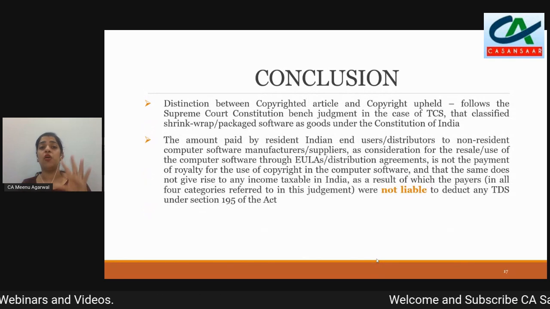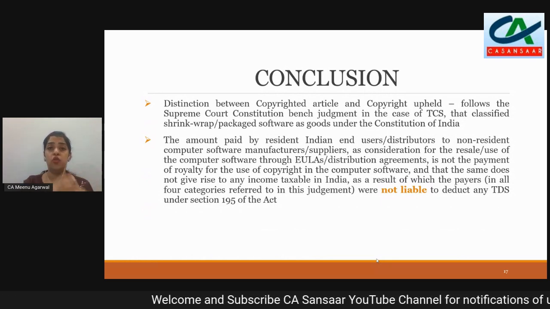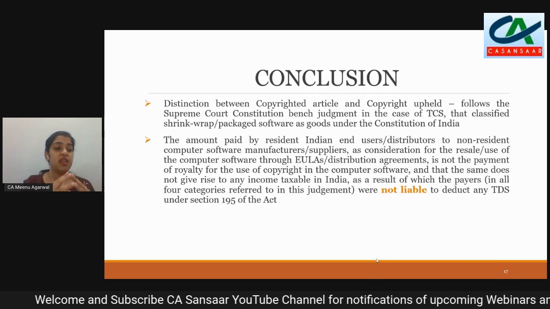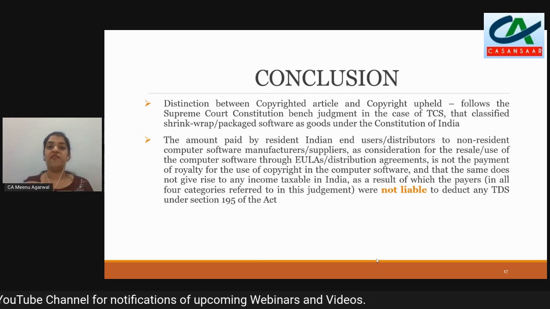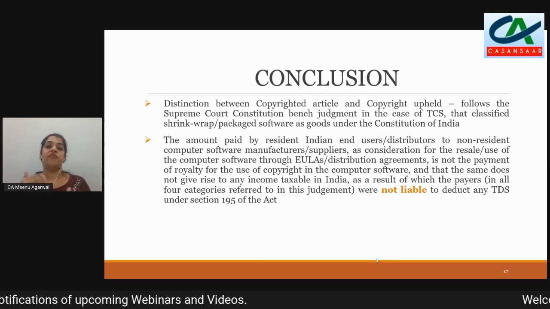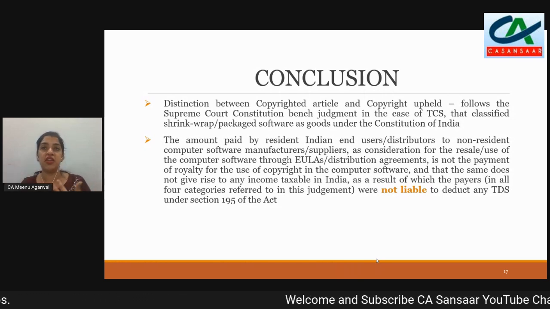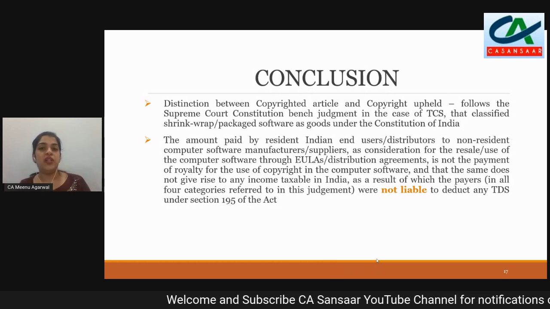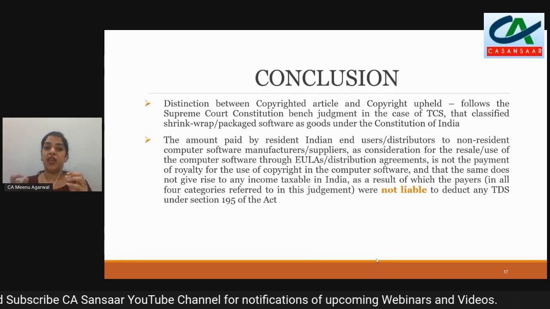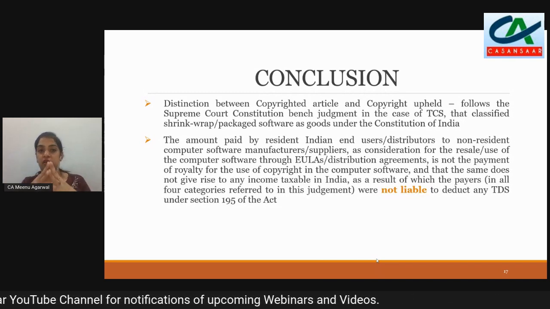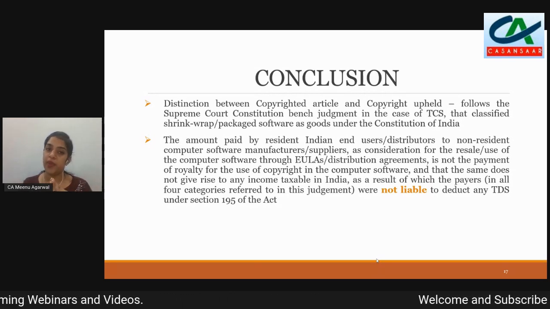A distinction needs to be made between a copyrighted article and copyright. If you have a limited right to use, then it shall be treated as a copyrighted article. But if there is a right to reproduce, revise, engine, access to the source code, you can commercially exploit it, resell it, transfer it. In all these cases, it shall be treated as a transfer of copyright. In case of a copyrighted article, it shall be treated as goods, as has been upheld in the case of Tata Consultancy Services by the Apex Court.